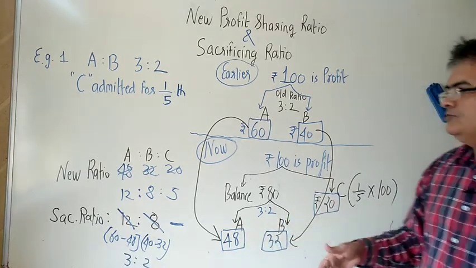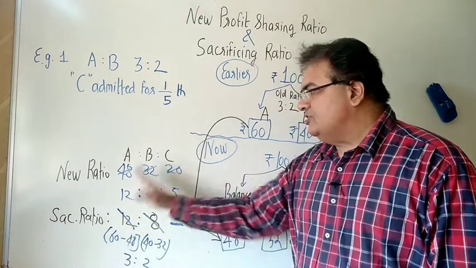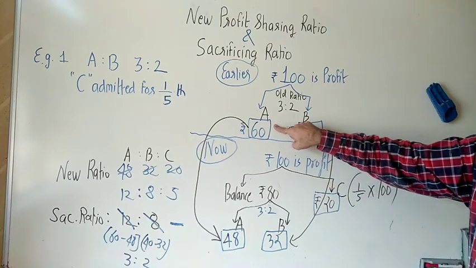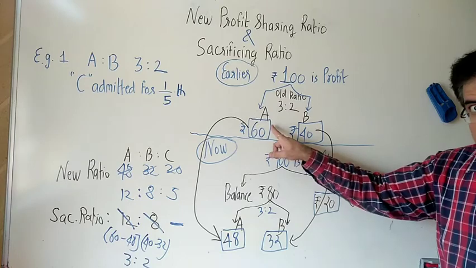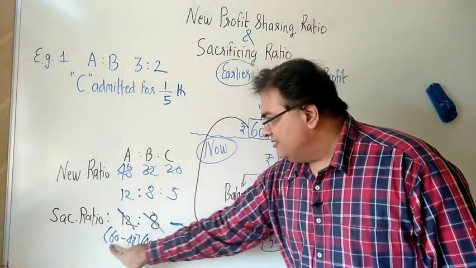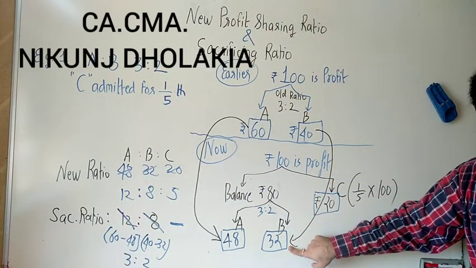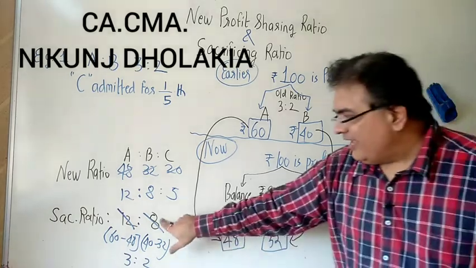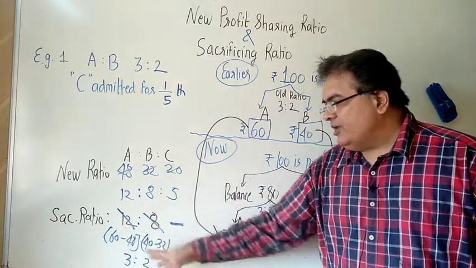48, 32, 20. Divide it by 4. 12, 8, 5. So this is the new ratio. And how much is the sacrificing ratio? Very simple. A was earlier getting 60, now is getting only 48. So 60 minus 48, he has sacrificed 12 rupees. B was getting 40, now is getting only 32. So he has sacrificed 8 rupees, 40 minus 32. So the sacrificing ratio is 12 is to 8. When you divide by 4, it comes to 3 is to 2.